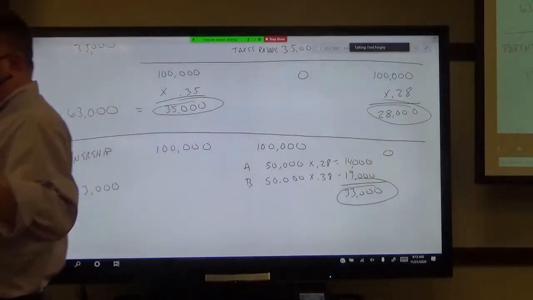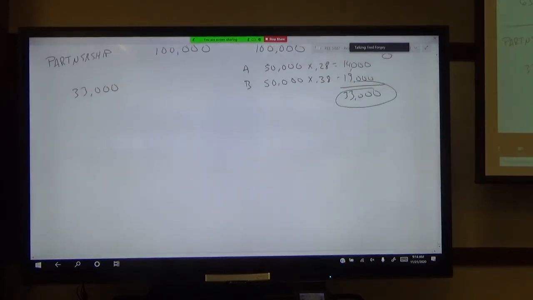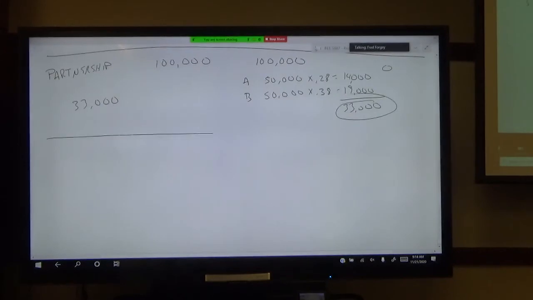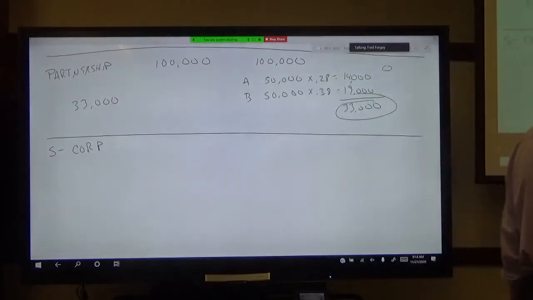Now, I'm not getting into all the little nuances that hopefully you're going to get into in the law course, but let's just move on down the street here. So that leads us to S-corps, small business corporations, or subchapter S corporations in the Internal Revenue Code.